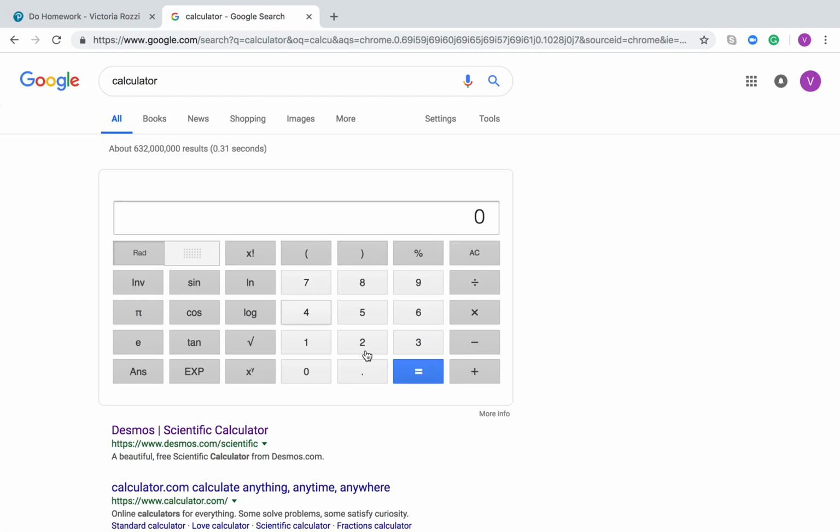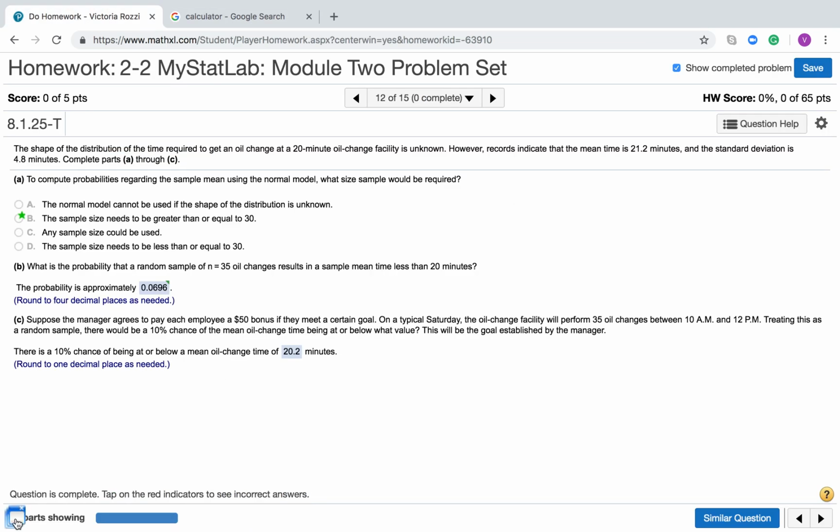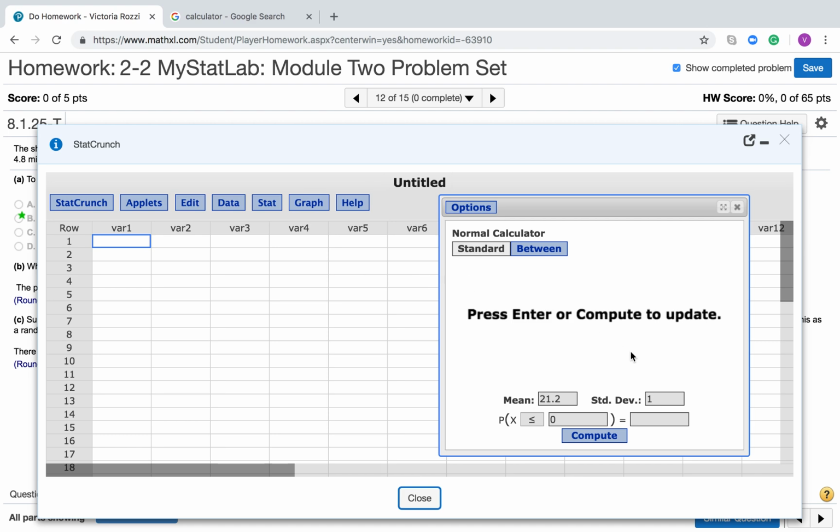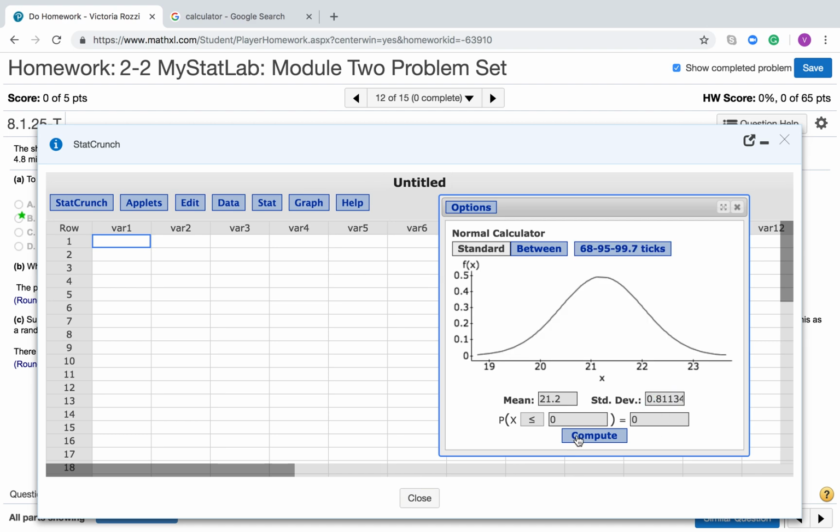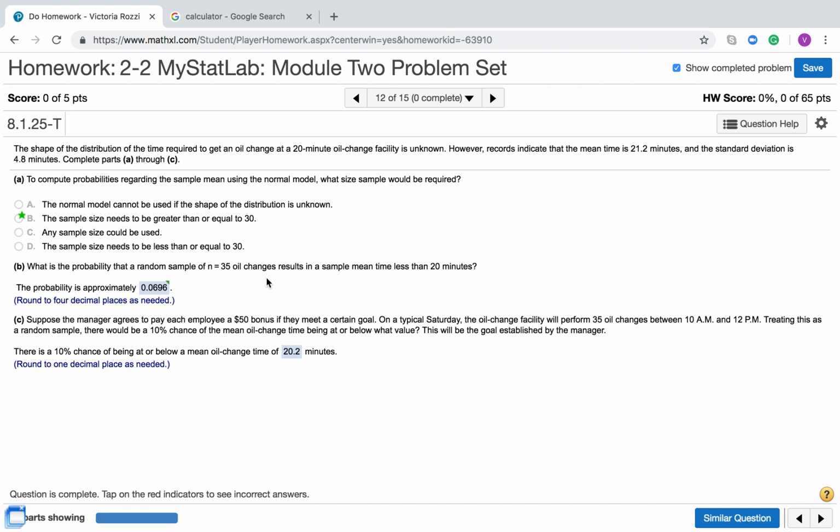So 4.8 divided by the square root of 35. And what I would just do is copy and paste this into your normal calculator. So I'm just going to copy that, go back into StatCrunch, and paste that in. Okay, and press compute. You can see how that's going to affect your distribution. Now I'm just going to minimize this for a moment again. They want the probability that the sample mean time is less than 20 minutes.